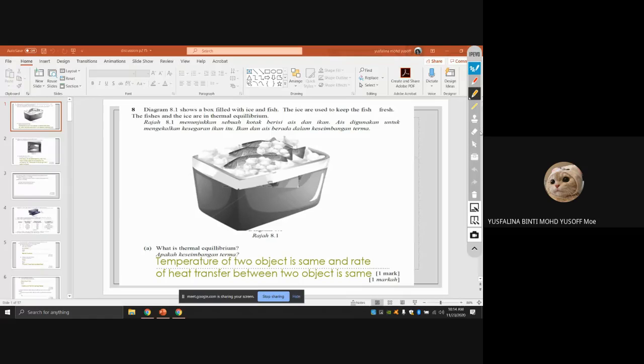So this is the answer: the temperature of the two objects is the same, and the rate of heat transfer between the two objects is the same. All right, so we go to the next slide.